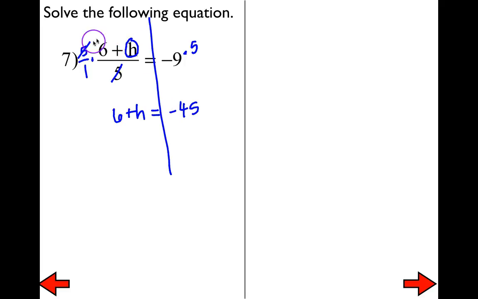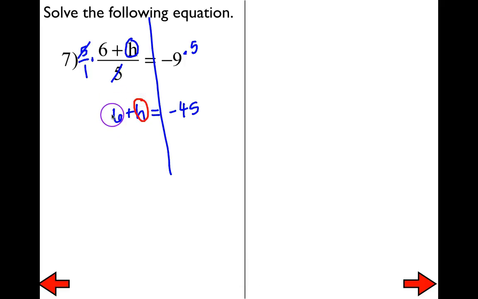So notice when you have a problem like this, it looks intimidating at first, but think of it: what could you do to make it look like a problem that you can solve? Well, what did you have to do? Just get rid of that fraction, get rid of that 5. So now I'm going to work on isolating my variable of h.